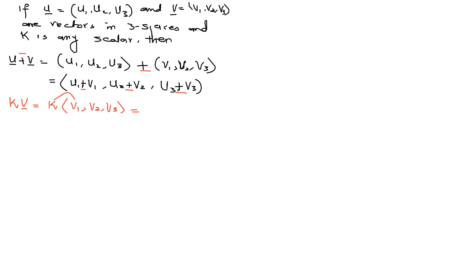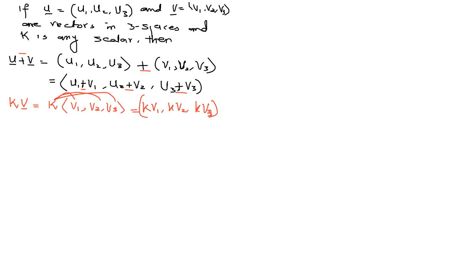Okay, so you have to multiply the scalar with each component of the vector. So that will be kv1, kv2, and kv3. So this is how you can multiply a scalar with a vector, and how you can add two vectors. So these are the points.